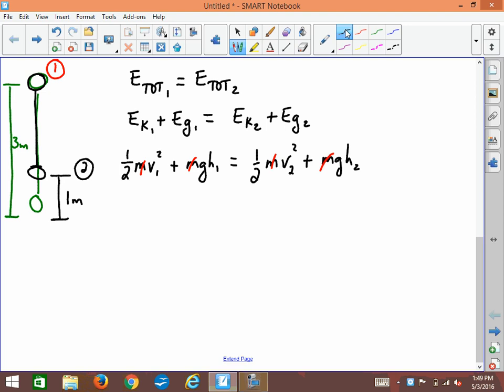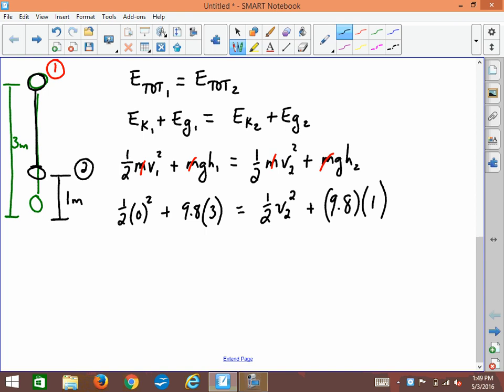And then we can just write in the numbers that we know. Well, at the beginning, we have 0 speed, so that turns into 0. But we do have height at the beginning, 9.8, and it's 3 meters high at the start, position 1. Our new position 2 has some speed. That's what we're going to figure out, how fast it's going. And there will be some height as well. But the height there is only 1 meter off the ground, so we put the 1 in. And then we crunch the numbers. Again, we get 29.4 equals 1/2 of v2 squared, but this time we have plus 9.8. So I have to take that over to the other side and subtract it. So what'll that be? 19.6? Right?